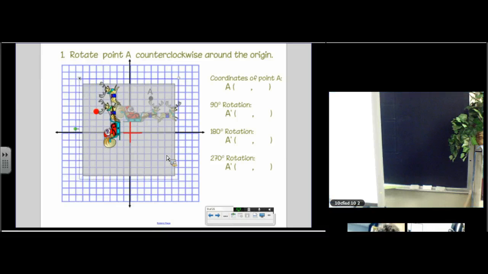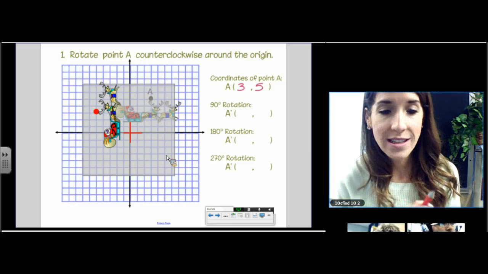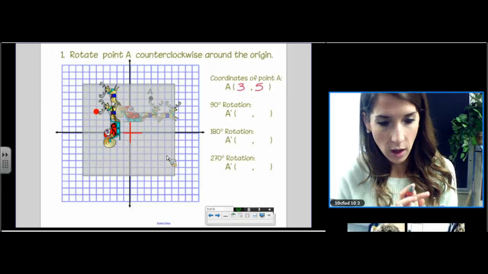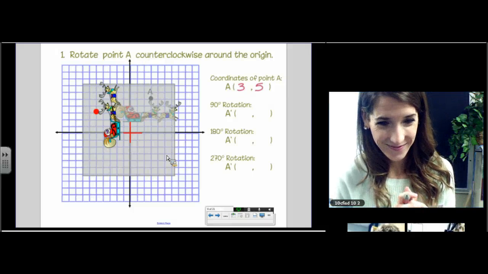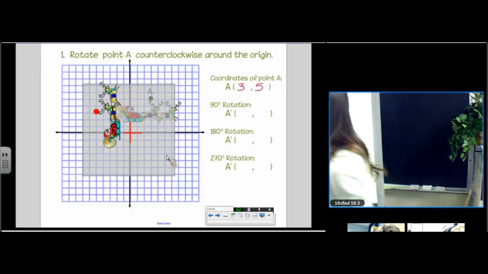So, real quick, we were supposed to first write down what the coordinates of A were. 1, 2, 3, 1, 2, 3, 4, 5. So the coordinates of A were 3, 5. What are the coordinates of A prime? Where did that dot land when I rotated Santa 90 degrees counterclockwise? -5, up 3. Awesome.